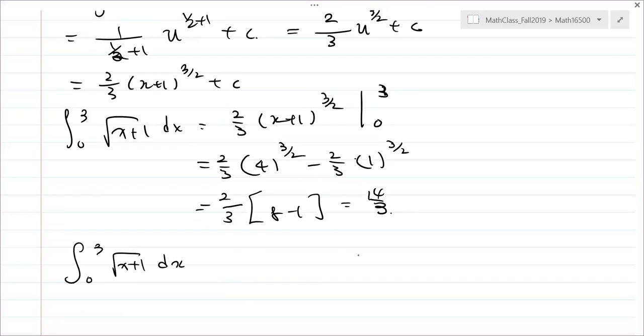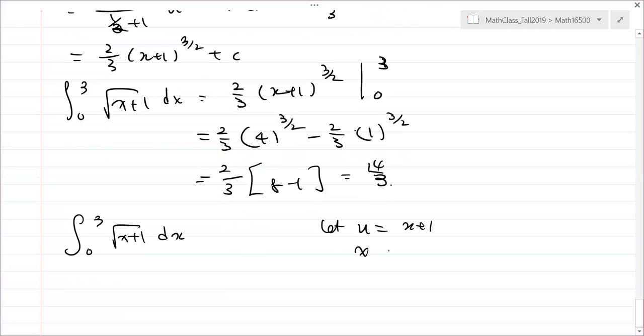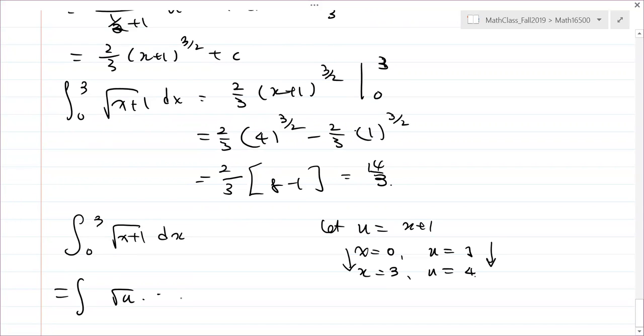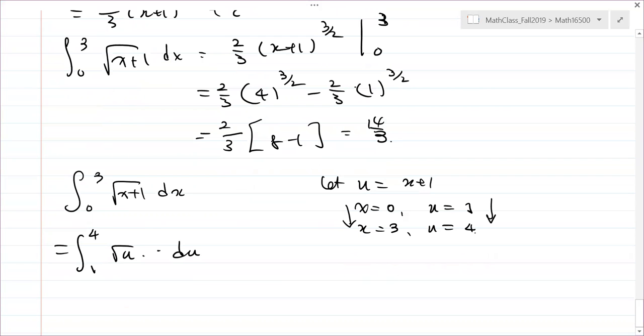So the idea is to let u be x plus 1. But what you have to figure out is, when x equals 0, what is u? u is 1. When x equals 3, u is going to be 4. So when the x variable changes from 0 to 3, the u variable changes from 1 to 4. That's all I need. Everything's changed: the square root of u, dx is du, and then you have to change the interval. If you forget that, then you will make mistakes.